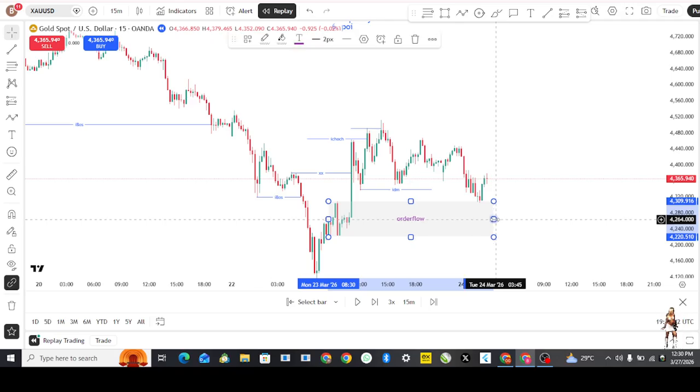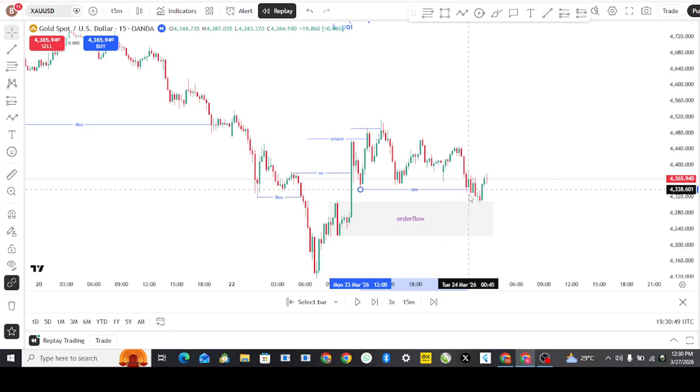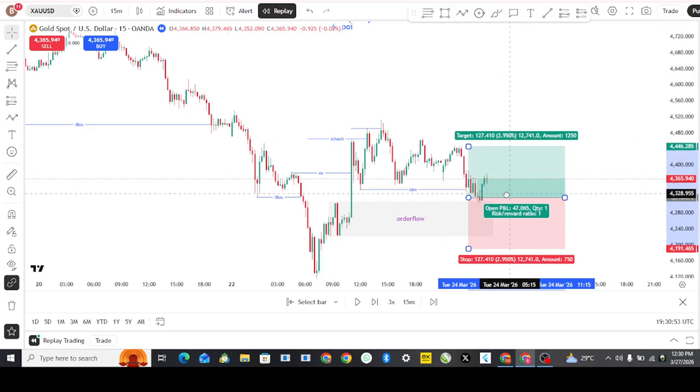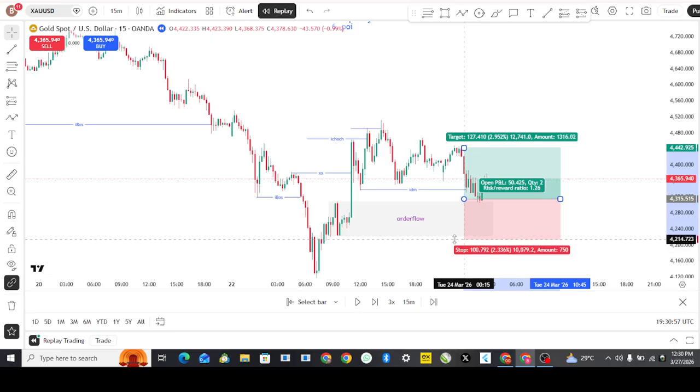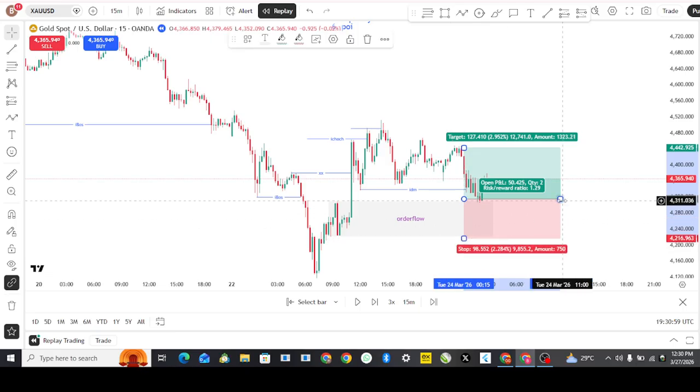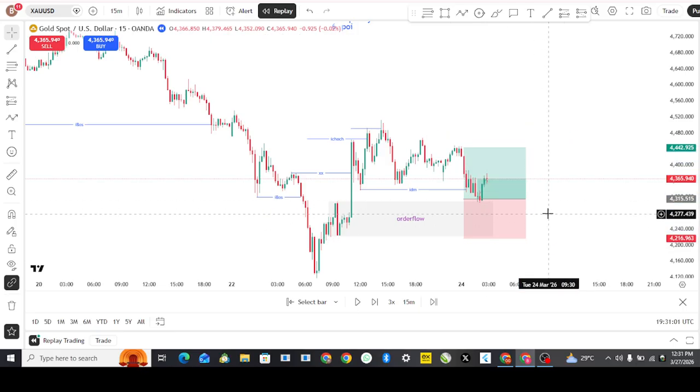Should we start buying immediately? Should we start buying now? Let's see. Inducement has been taken out. If you want to buy now, this is what we are going to do. If you want to buy at this point, your stop loss is going to be around this zone. Your stop loss will be low.